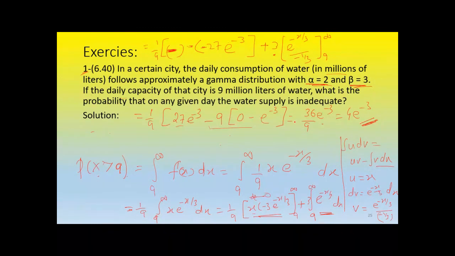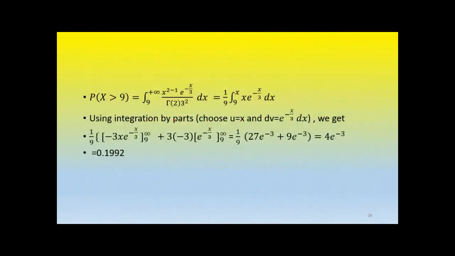One more problem, exponential case, we will do it. That's the end of this problem. 4 into e raised to minus 3 is 0.199.